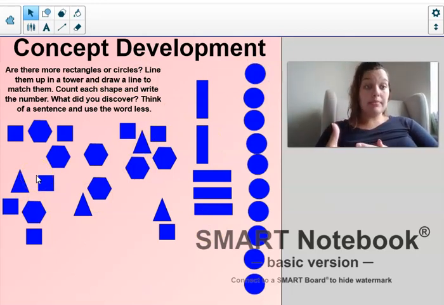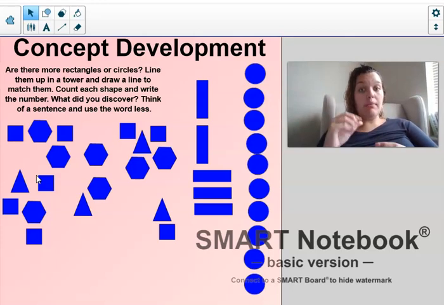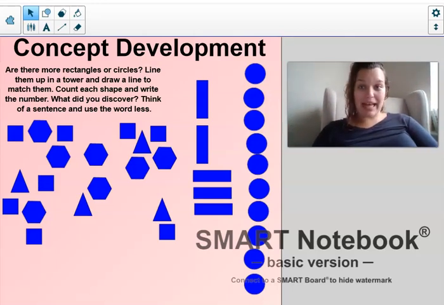So I want you to pause me and I want you to think about which group has less, and then figure out how many of each you have. And then I want you to create a number statement about it. So blank is less than blank. Go ahead.